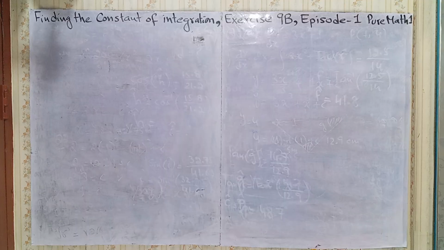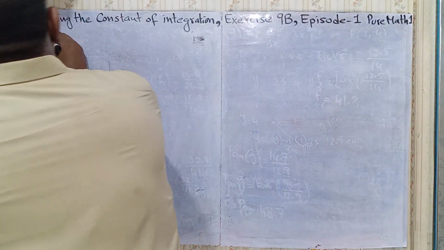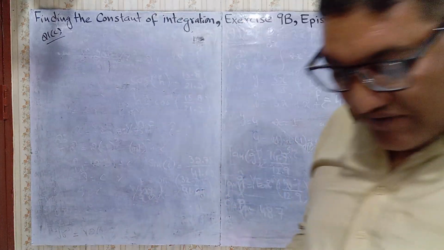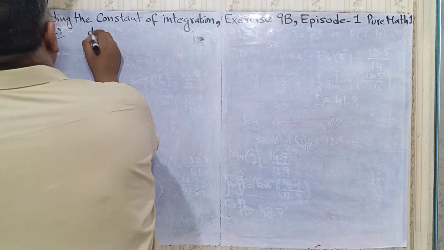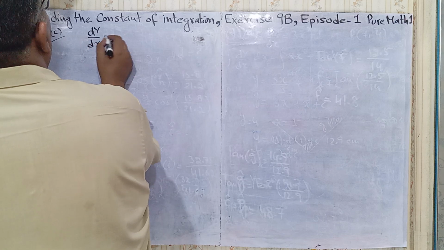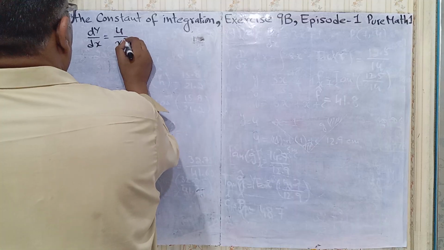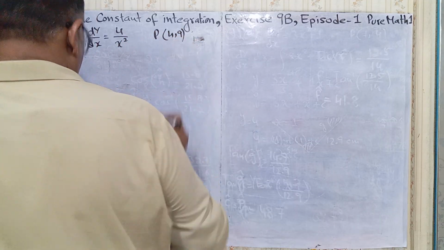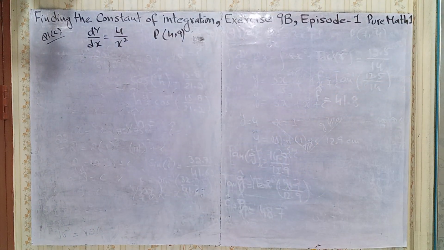So now we will work on question number 1 and its C part. Here we have dy by dx is equals to 4 divided by x square, okay? And the point P is 4 comma 9. Okay, dy by dx is equals to 4 divided by x square. Point P is 4 comma 9.